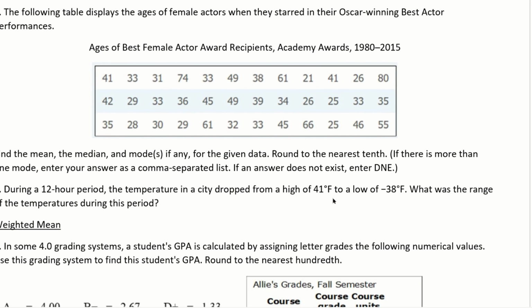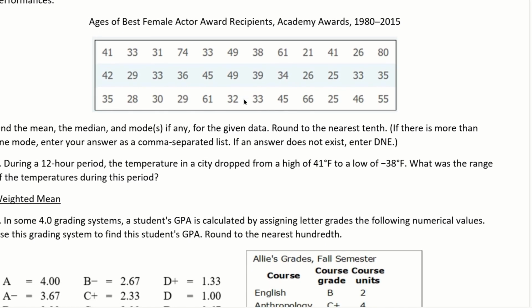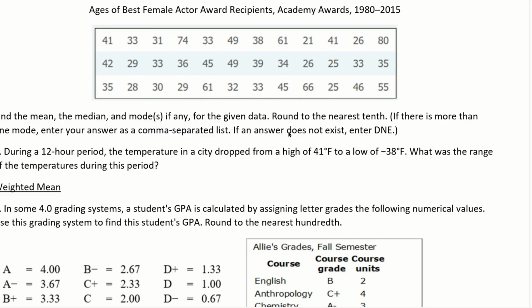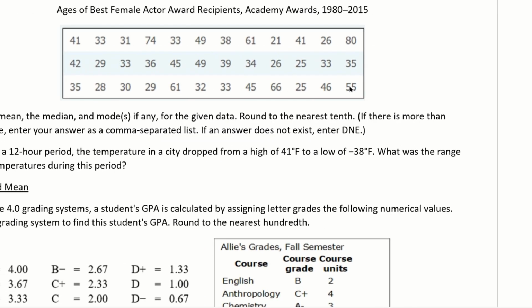So number 2, the following table displays the ages of female actors when they starred in their Oscar-winning Best Actor performance. All right, so find the mean, median, mode. Again, same thing. In order to find the mean, we need to add up the data. So let's go ahead and do that here.